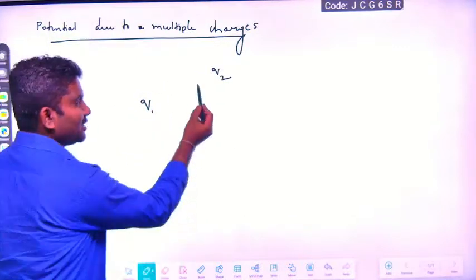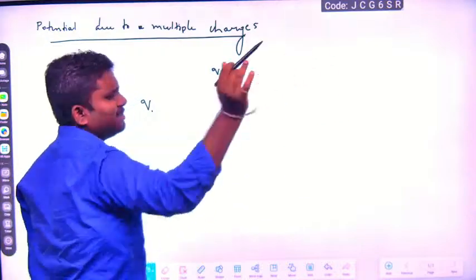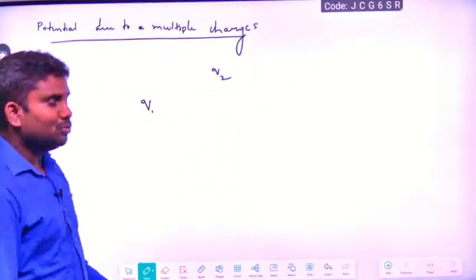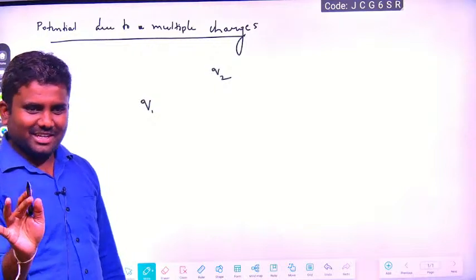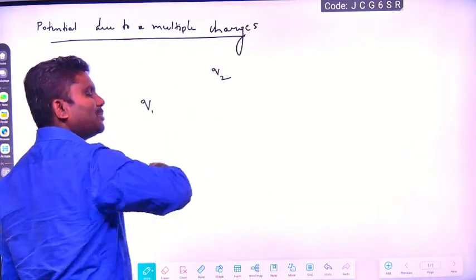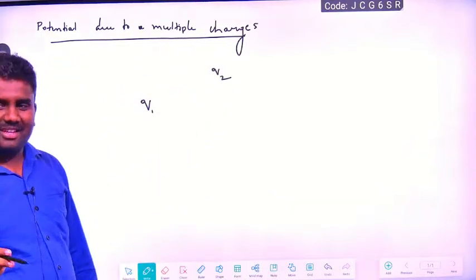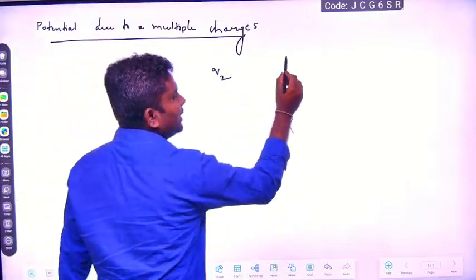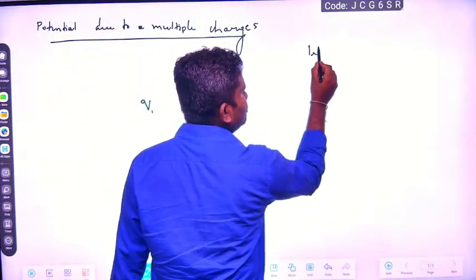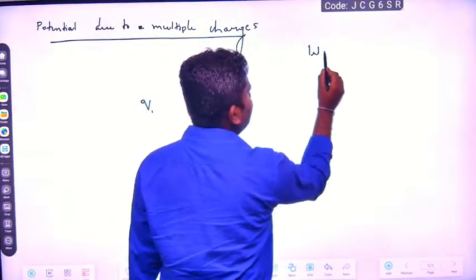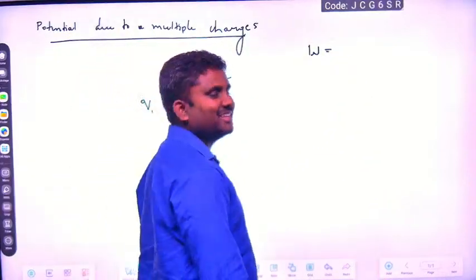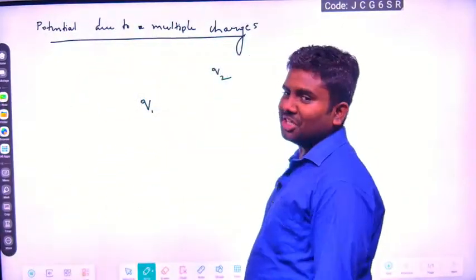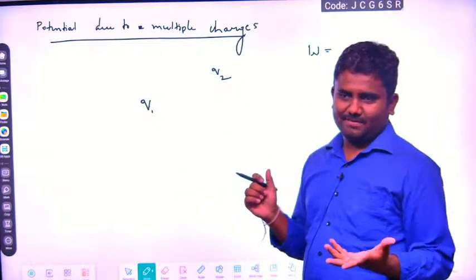If you want to bring Q2 near Q1 from some very far place, you need to do some work on that Q2. Correct, right? Because this Q1 is already occupied with some field. Now, what is the work done you need to do to bring the charge Q2 near Q1? This work done is how much? Yeah, the potential difference between these 2 points.